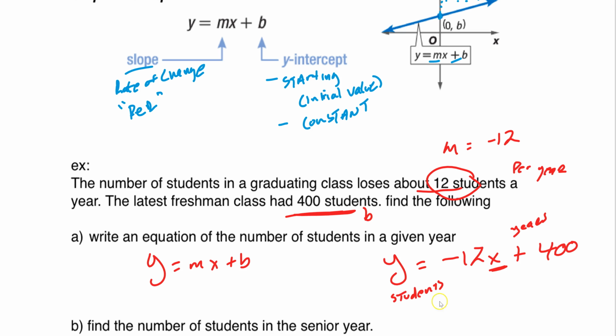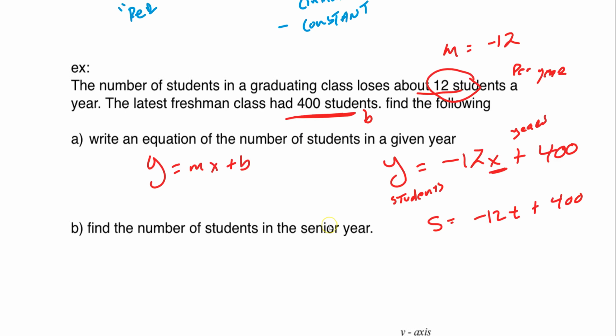Now if you want, you could get more fancy. You can make that be s. You could change the variables around, like the year, so let this be like time. But it all means the same thing, right? This would also work, right? Where t is time and s is students. However you want to use it.